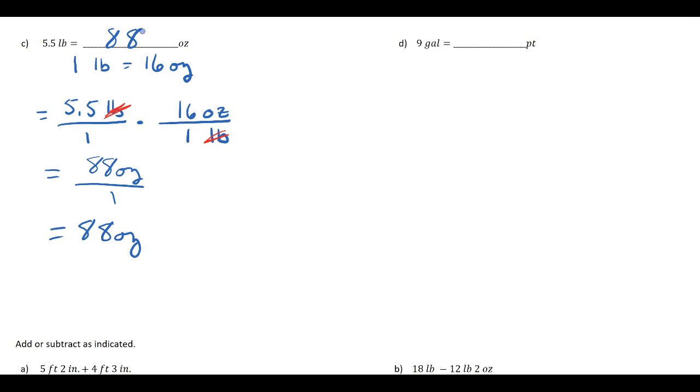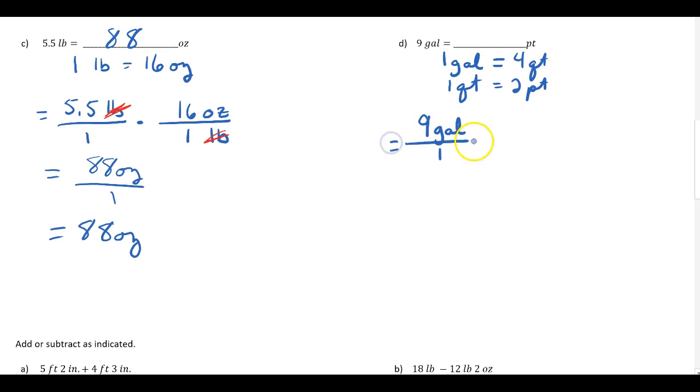Let's look at gallons to pints. This is another one where I don't have a direct 1 gallon equals so many pints. I have 1 gallon is equal to 4 quarts, and 1 quart is equal to 2 pints. Again, some of you may say, okay, so 1 gallon is equal to 8 pints, and use that single conversion. That is perfectly fine. I'm going to do the double conversion, starting with 9 gallons over 1.